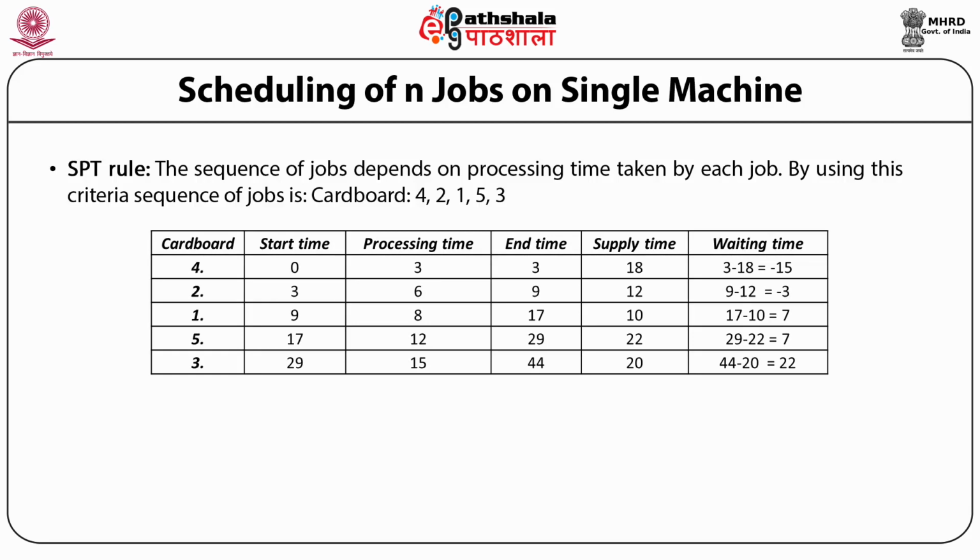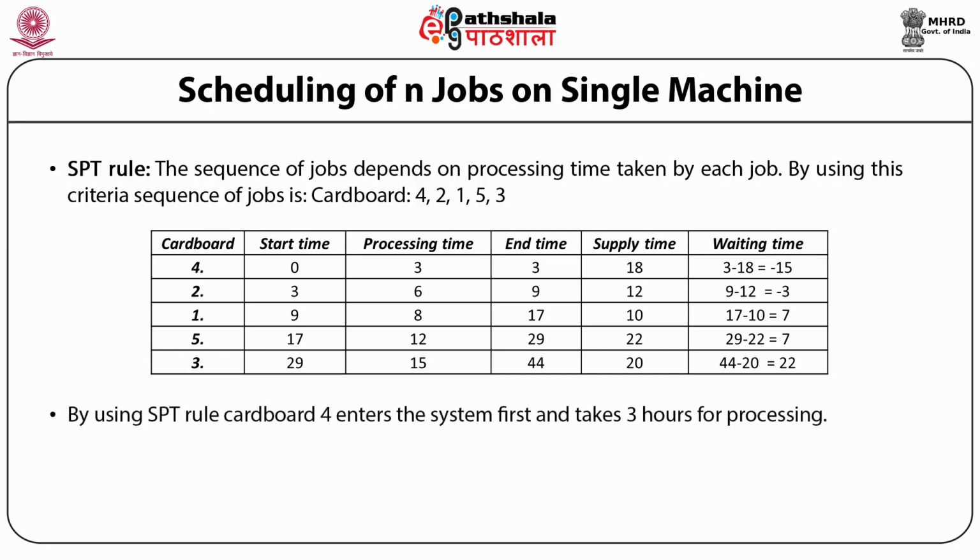Cardboard 4, start time 0, processing time 3, end time 3, supply time 18, waiting time becomes 15. Cardboard 2, start time 3, processing time 6, end time 9, supply time 12, waiting time becomes -3. Cardboard 1, start time 9, processing time 8, end time 17, supply time 10, waiting time becomes 7 hours. Cardboard 5, start time 17, processing time 12, end time 29, supply time 22, waiting time becomes 7. Cardboard 3, start time 29, processing time 15, end time 44, supply time 20, waiting time becomes 24.